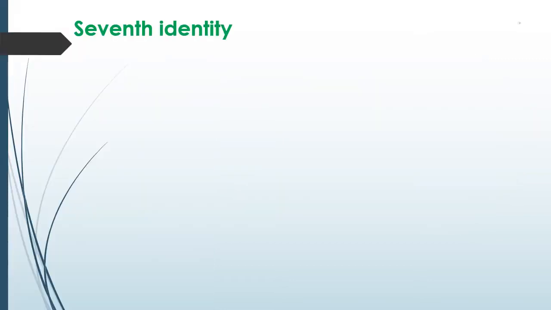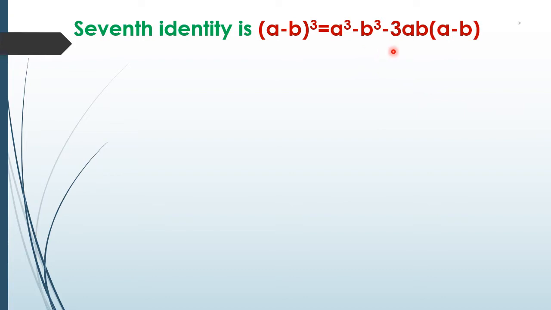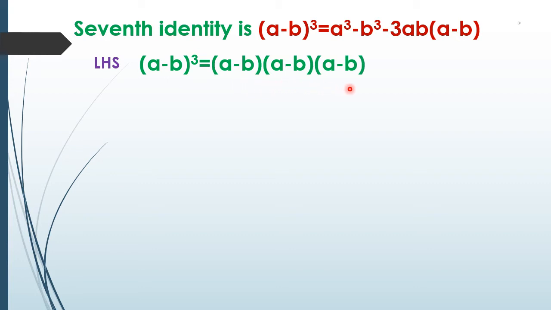Seventh identity is (a minus b) whole cube is equal to a cube minus b cube minus 3ab inside the bracket (a minus b). First we will see how to derive the formula. Let's get started. LHS, (a minus b) whole cube. We can write it as (a minus b) into (a minus b) into (a minus b).